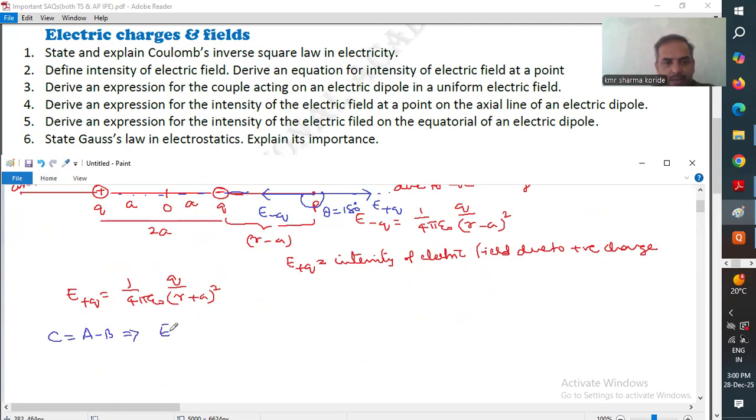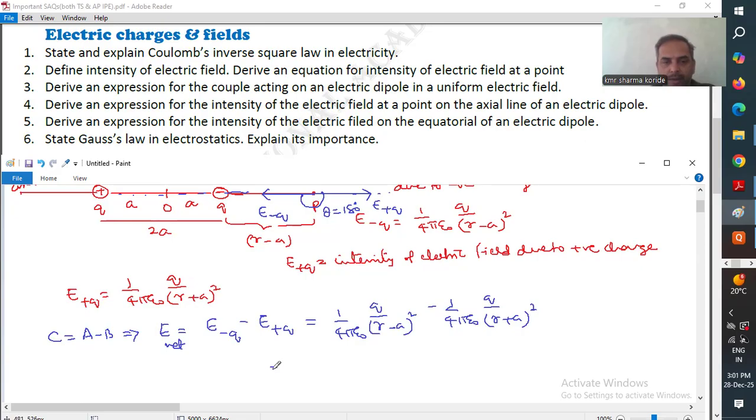In the same way, the resultant electric field intensity at point P. Since the magnitude of the field due to the negative charge at P is greater, because it is closer and its field intensity will be more at the nearer point, we write this as the net electric field. So we got the equation: 1 by 4 pi epsilon naught q by r minus a whole square, that is for the negative charge, minus 1 by 4 pi epsilon naught q by r plus a whole square.